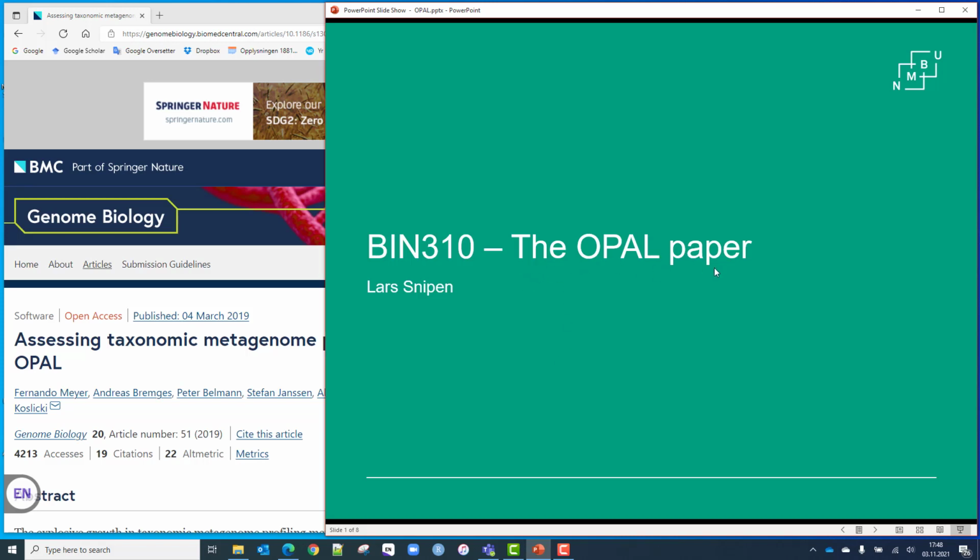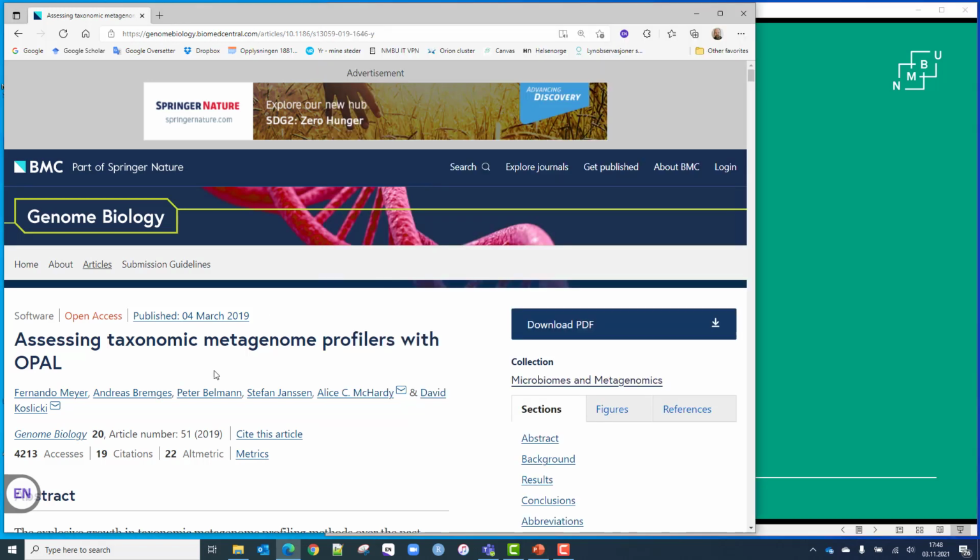Okay, let's have a look at the OPAL paper. And here it is. This is about assessing taxonomic metagenome profilers. A metagenome profiler is a tool that does taxonomic classification and then predicts the abundances of all the taxa in there, right? So that's what we are looking at, assessing this.